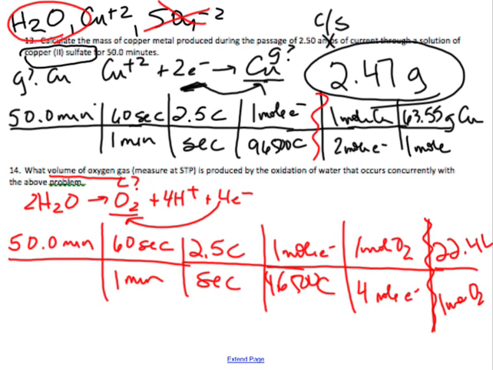And what do we get to 3 sig figs, the volume? 0.435. And the unit on that? Liters.